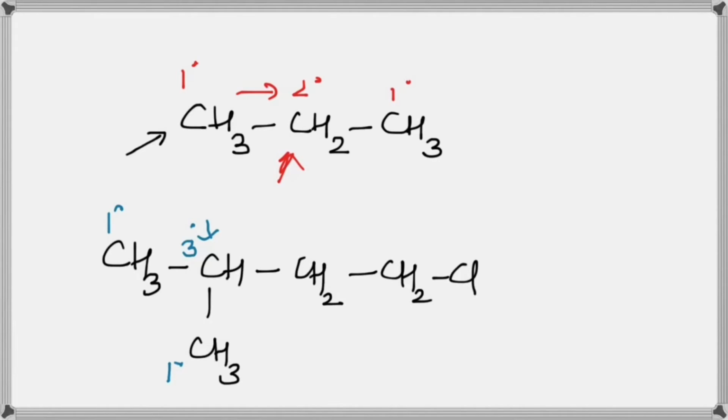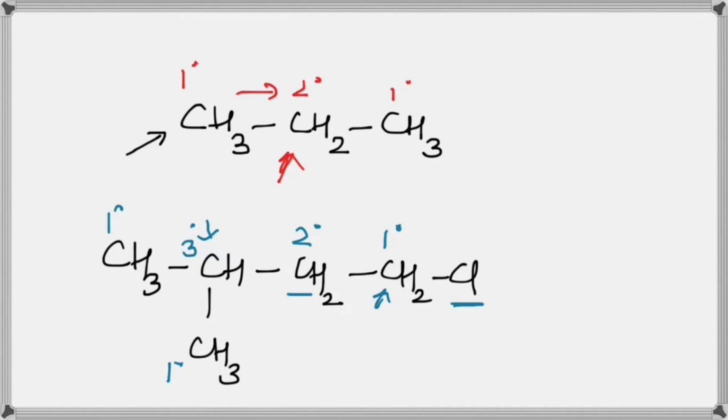Moving on, we have a carbon which is attached to two different carbon atoms. So its degree is 2. And finally, this corner carbon atom, be very careful here, this is a chlorine, not a carbon atom. So this one is only attached to one other carbon atom, and so its degree is also 1.